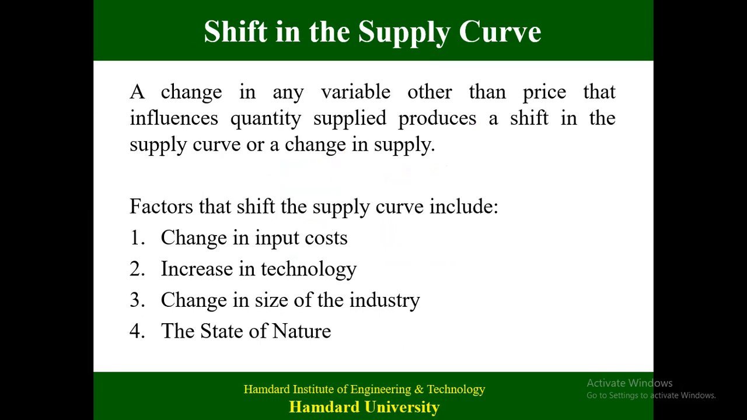That is also a vital aspect we need to study. A change in any variable other than price that influences the quantity supplied shifts the supply curve, or is a change in supply. Factors that shift the supply curve include changes in input cost and increases in technology. If technology evolves and improves, then supply will also increase. Change in the size of the industry and the state of nature are also observed in this aspect.